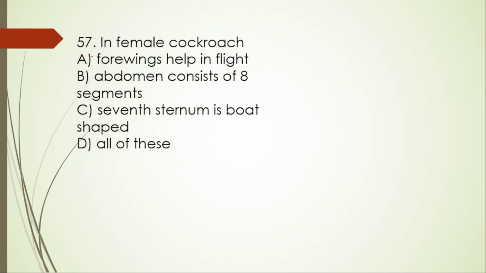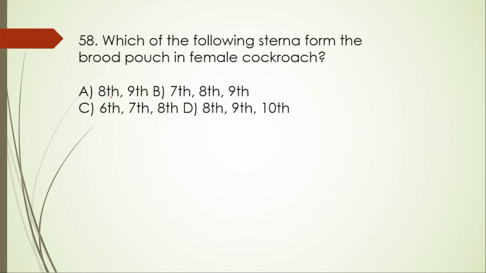Next, 57. In female cockroach, a forewing helps in flight. B. Abdomen consists of 8 segments. No, here abdomen consists of 10 segments, not the 8. And then C. 7th sternum is boat shaped. Yes, here the 7th sternum is boat shaped. So here the right option is option C.